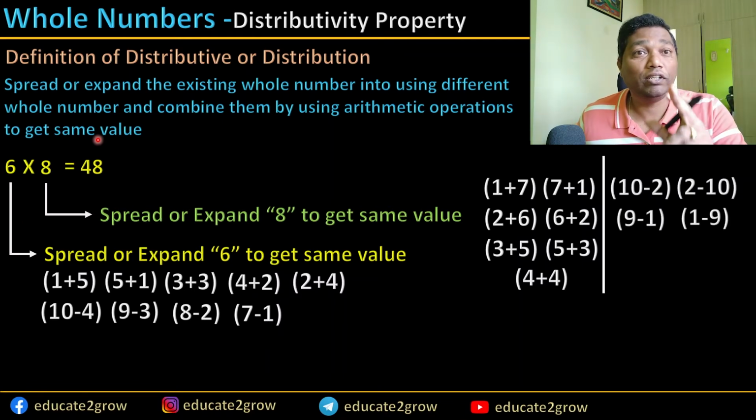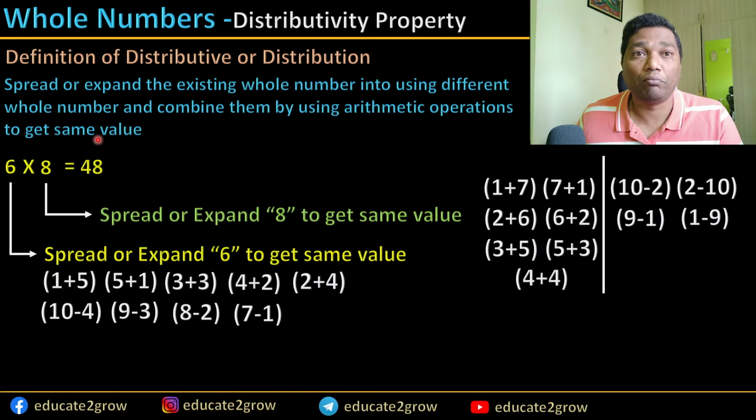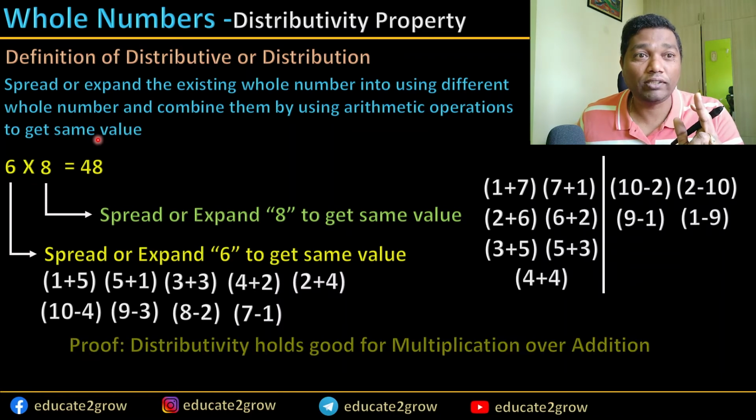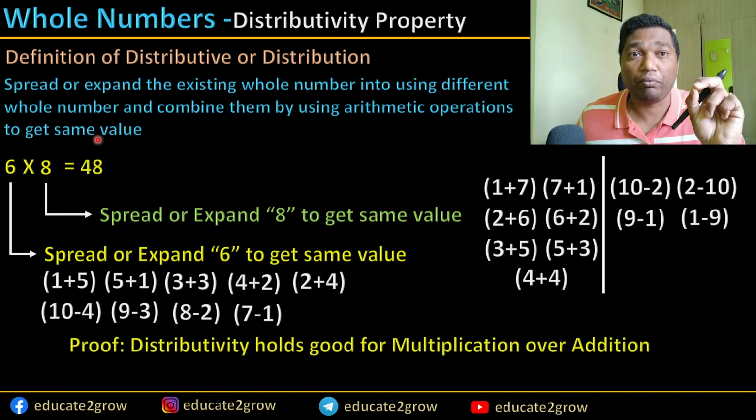So but if you take a negative number, if you take a subtraction method, 10 minus 2, 2 minus 8, 10 minus 2 gives you 8, which is part of the whole numbers, agree? But 2 minus 10 will not be a part of the whole numbers. Hence, I'm just proving here that the distributivity property holds good for multiplication over addition only.